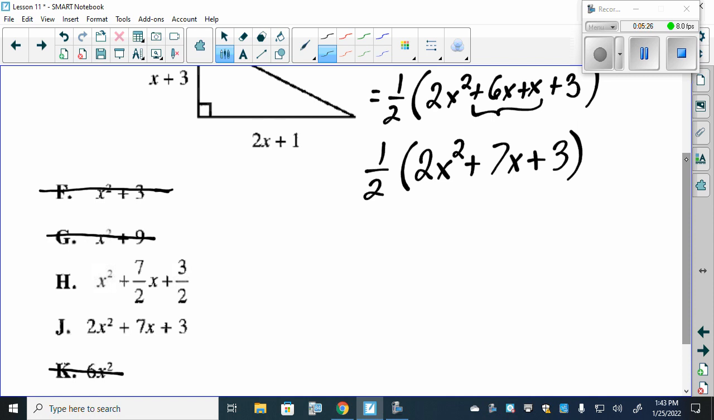So most likely it's not J, because the last thing we need to do is multiply it through by 1/2. So 1/2 times 2x to the second power, because 2 times 1/2 is 1, plus 2.